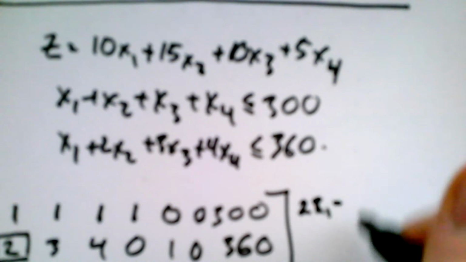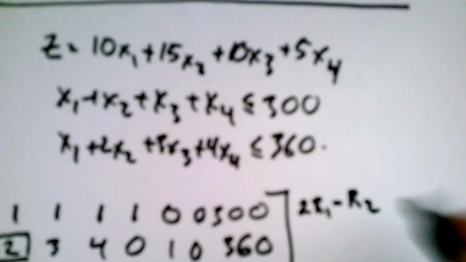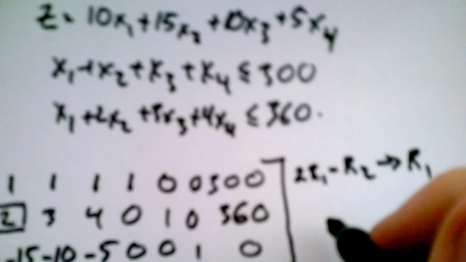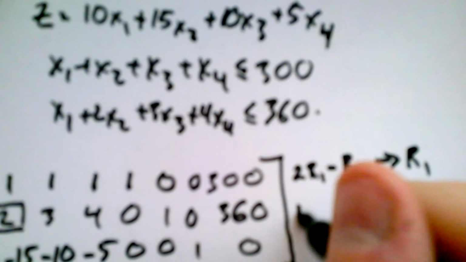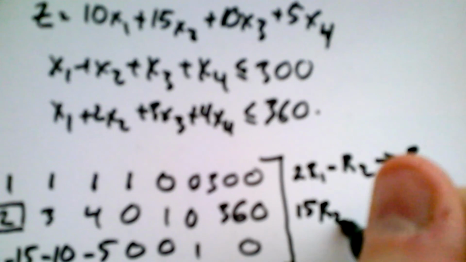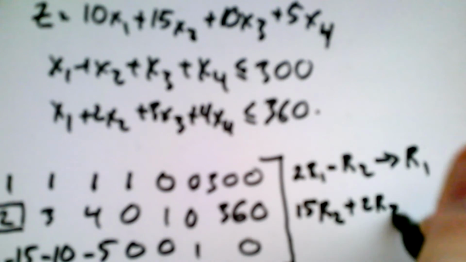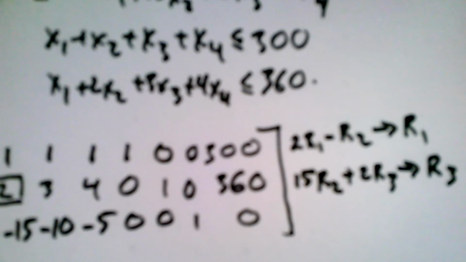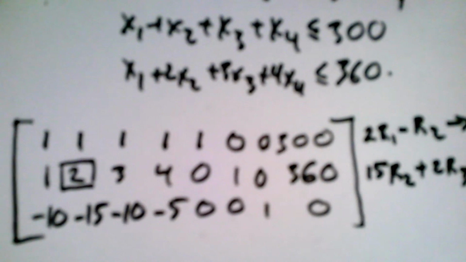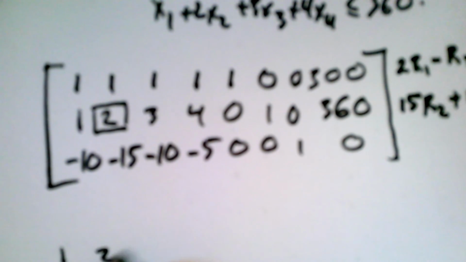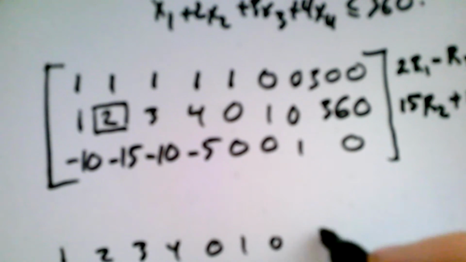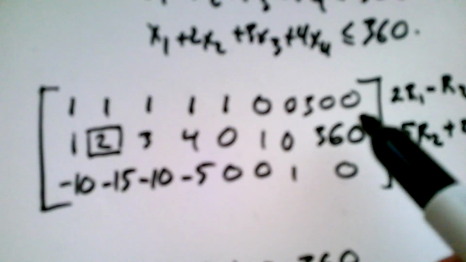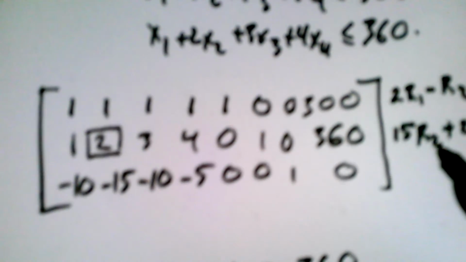So what we want to do is 2r1 minus r2 goes to r1, and we want 15 r2 plus 2 r3 going to r3. Okay, so we don't change the second row: 1, 2, 3, 4, 0, 1, 0, 360. Our first row is going to be 2 times the top row minus the second row.